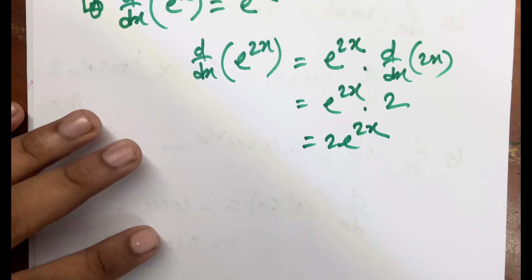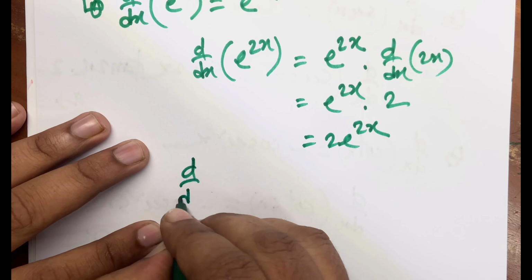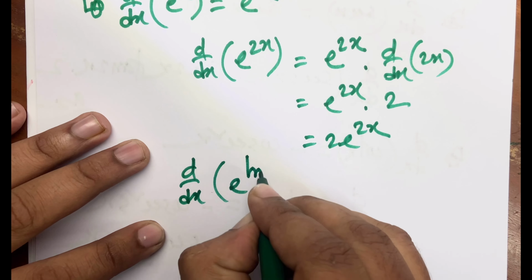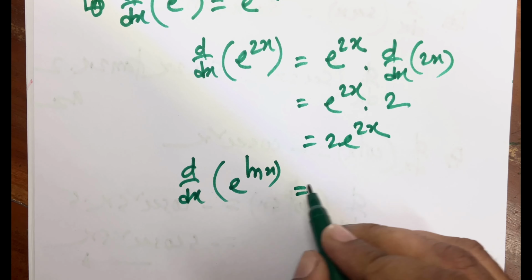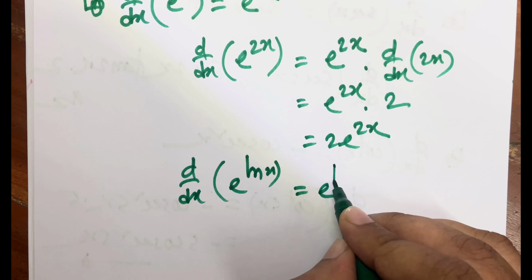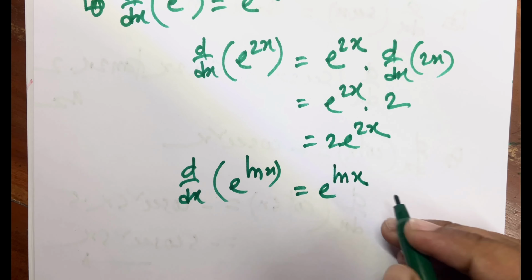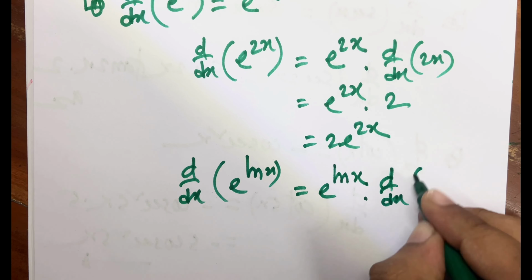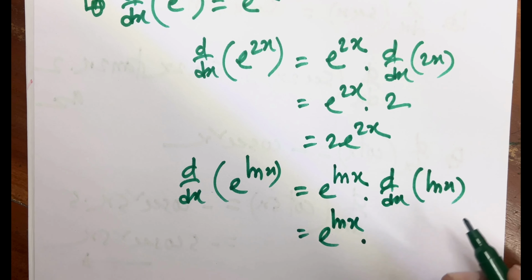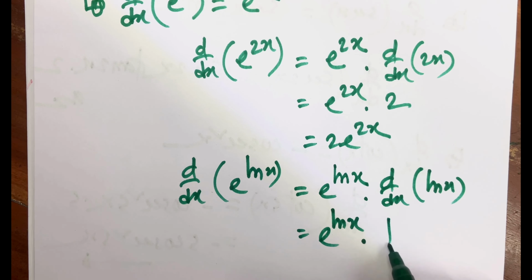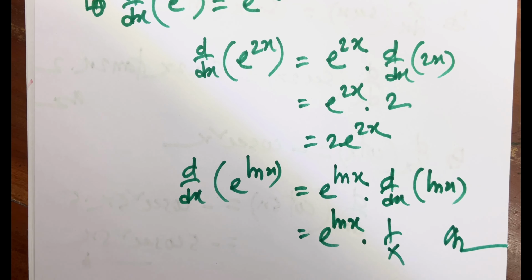Again I can say easily d/dx of e to the power ln x, what is the value of this problem? Okay, so we know that e to the power ln x has no change, and again d/dx of ln x. Now I can say easily e to the power ln x dot 1 by x. So this is the answer.